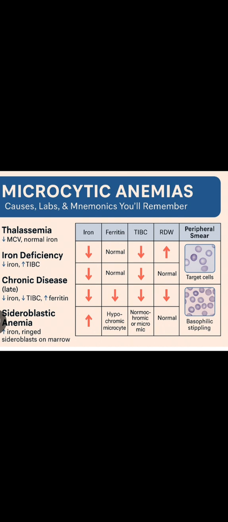So this is very important table for comparison of all the four microcytic anemia, SITA. So sideroblastic anemia. So main difference is there will be increased iron as compared to three others. And in thalassemia and iron deficiency anemia, there will be decreased iron, but RDW will be increased in thalassemia as compared to iron deficiency. And peripheral smear will show target cells. While anemia of chronic disease have decreased all the parameters, and basophilic stippling will be seen in anemia of chronic disease and sideroblastic anemia. This table should be revised before the exam.